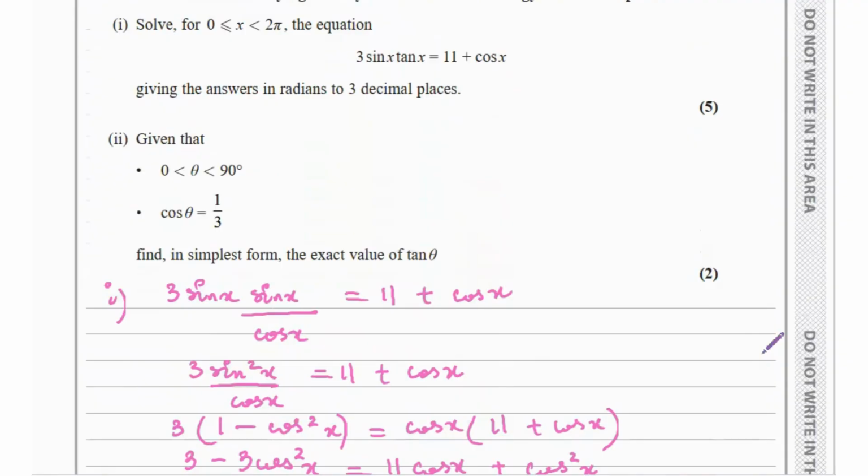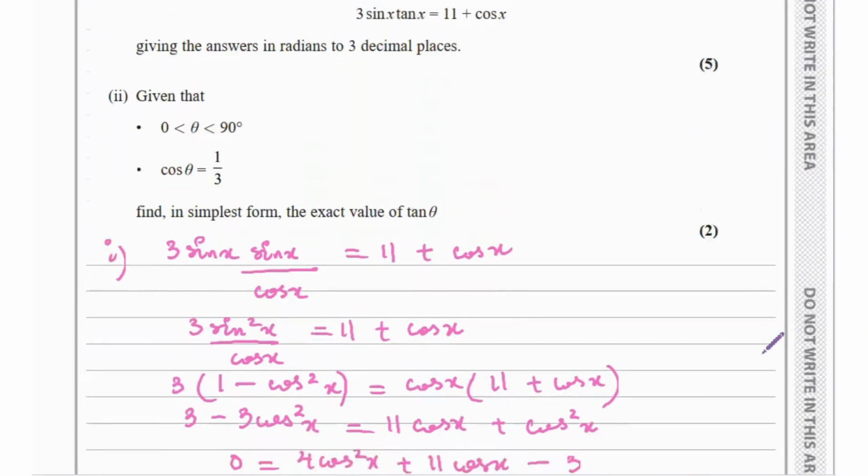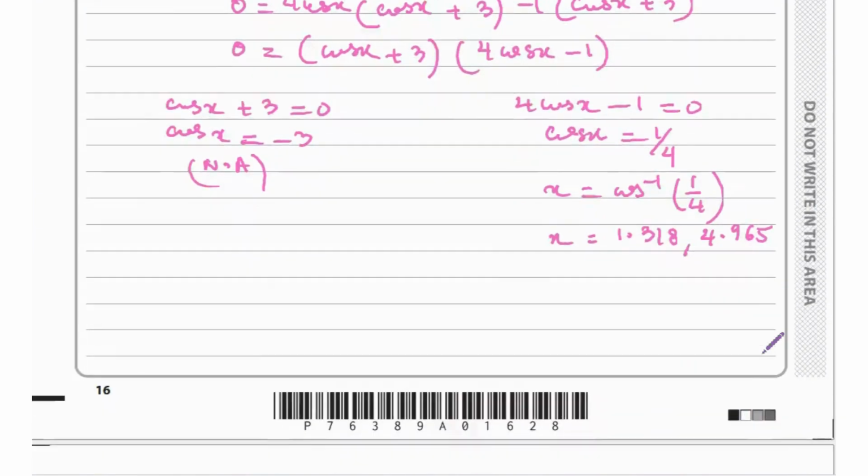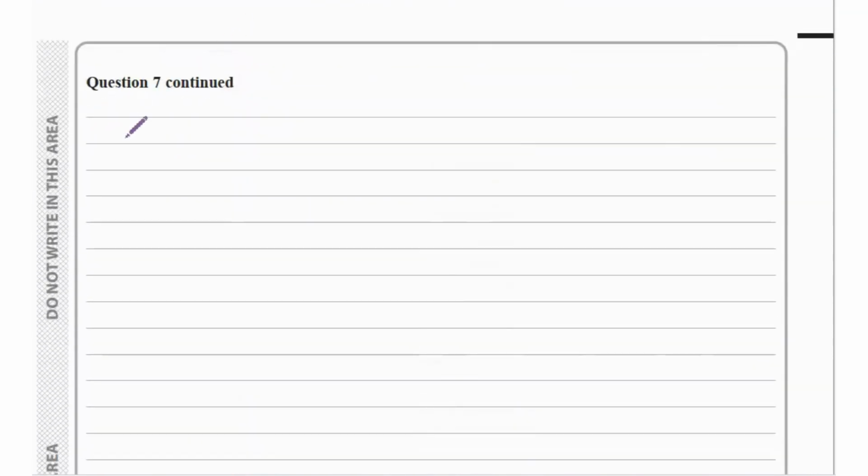Then given that theta is from 0 to 90 degrees and cos theta equals 1 over 3, find in simplest form the exact value of tan theta. Okay, so for this, we know that cos theta is equal to 1 over 3. We need to find the value of tan theta. Now we know the identity that 1 equals cos square theta plus sine square theta. Let's use this identity to figure out the value of sine theta first.